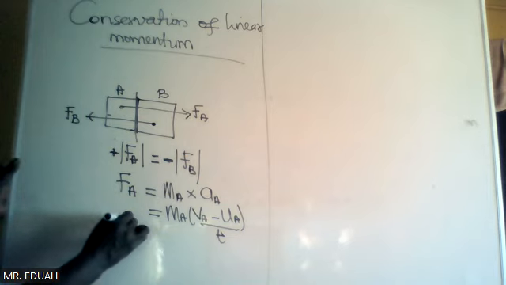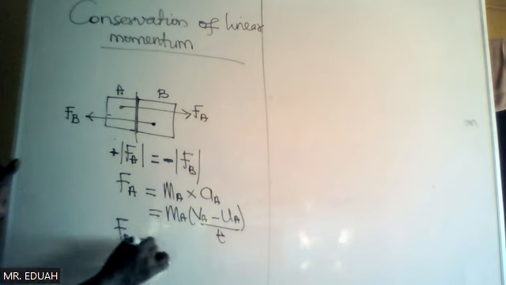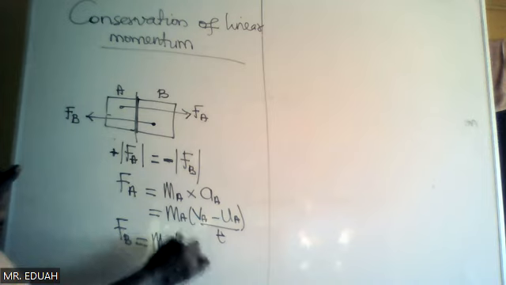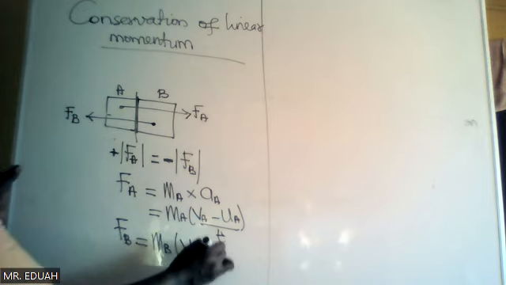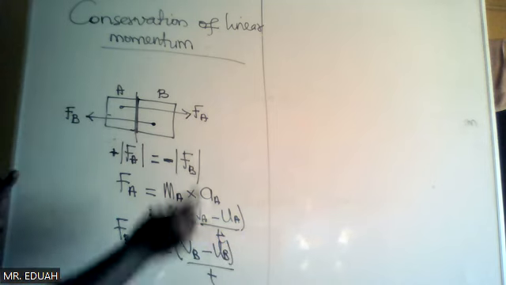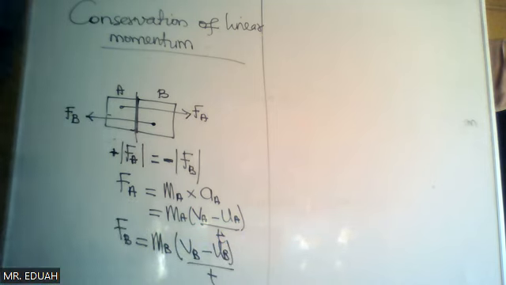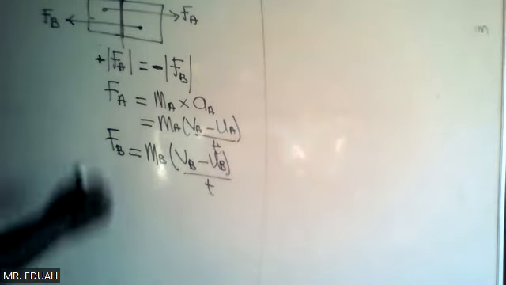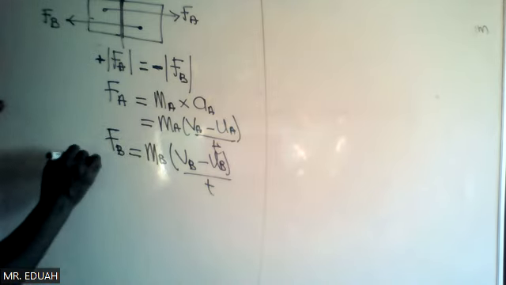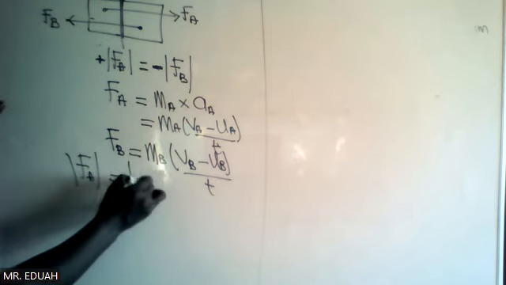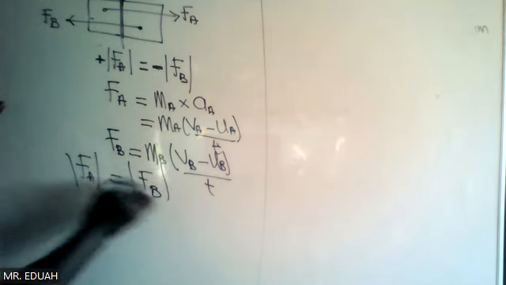So Fb is also equal to mass of B times final velocity of B minus the initial velocity of B over T. I said time for A and time for B are the same. Now, if we apply Newton's third law of motion, Fa is equal to the magnitude of Fb, but opposite.